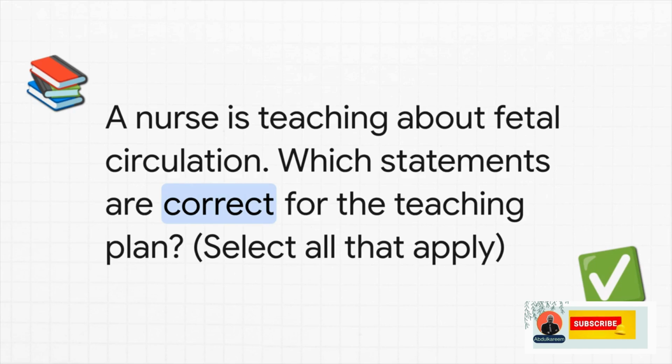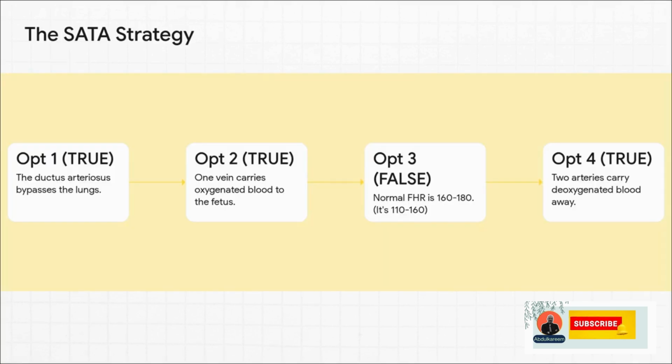Now, your first instinct might be to try and figure it all out at once, but don't. Let's just take it one by one. Okay, let's use our strategy. We're going to treat each of these like a mini true or false quiz. Number 1, the ductus arteriosus allows blood to bypass the fetal lungs. Is that true or false? That is absolutely true. Select it.